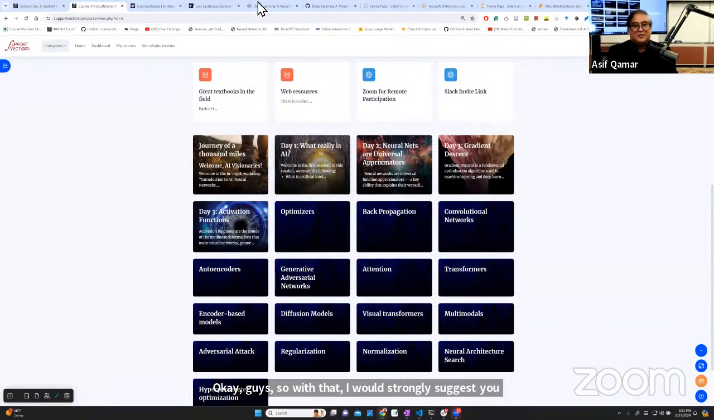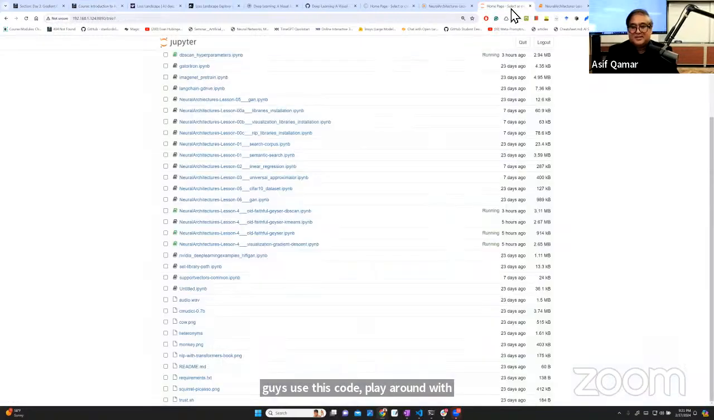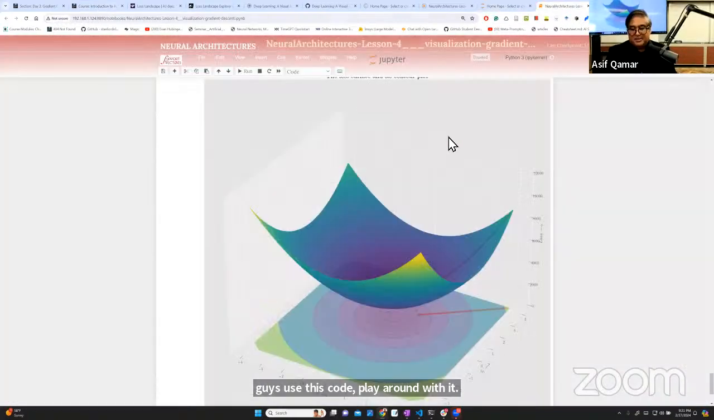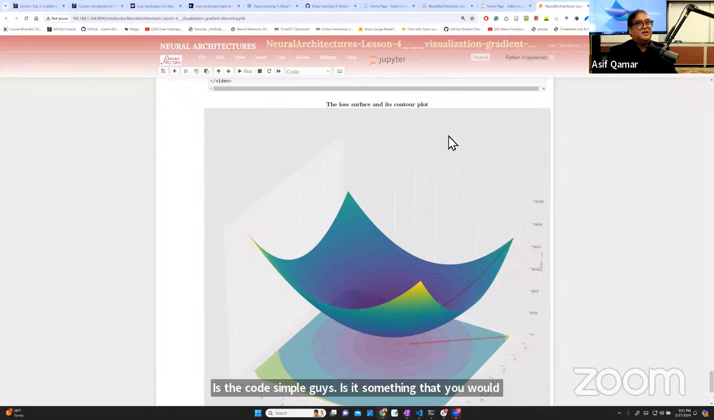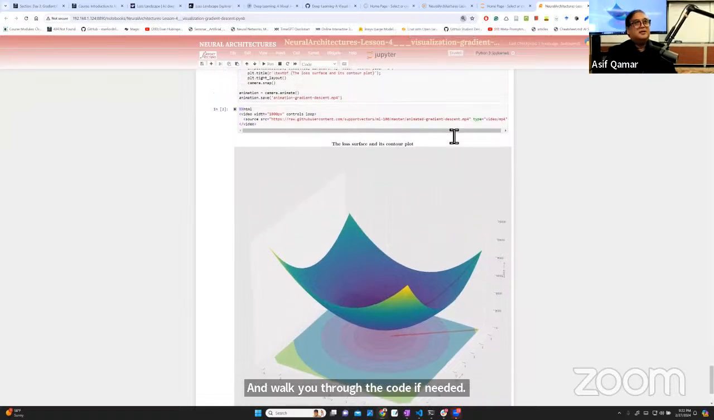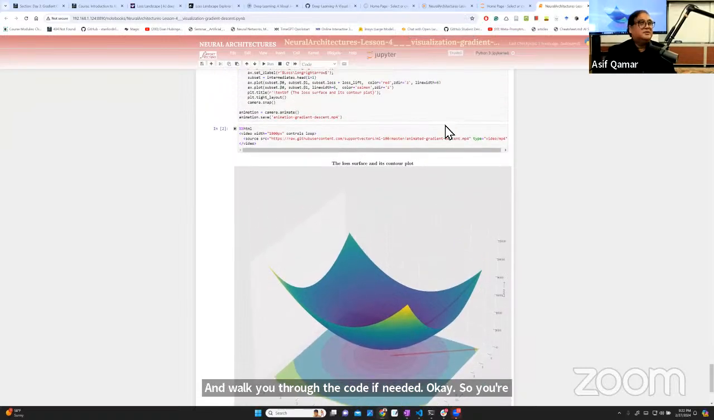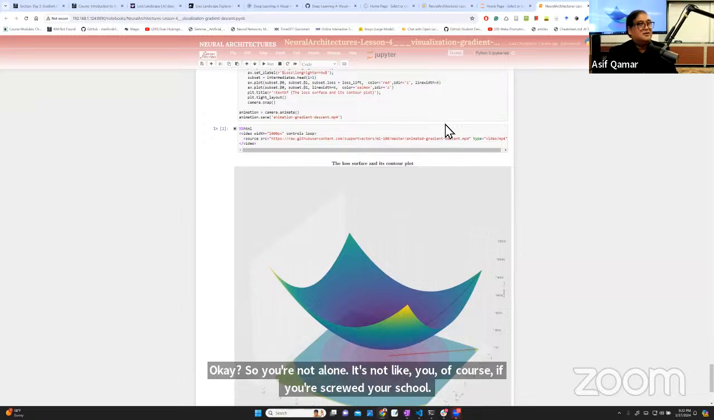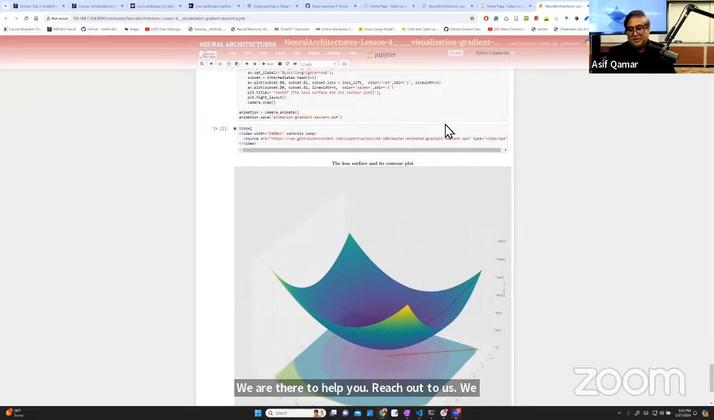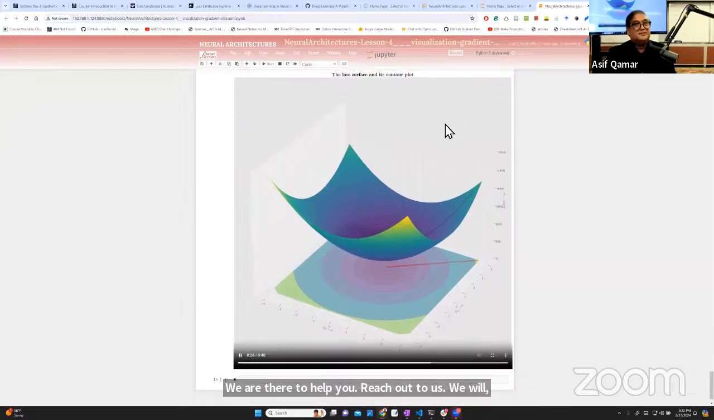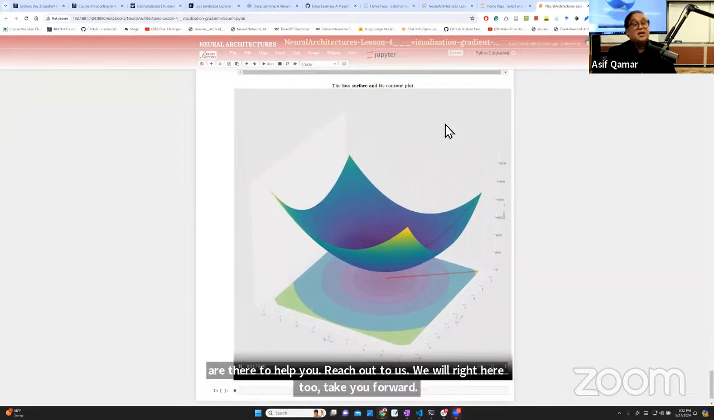Okay, guys, with that, I would strongly suggest you use this code and play around with it. Is the code simple, guys? Is it something you would feel comfortable with? Remember, we have all the TAs to help you and walk you through the code if needed. So you're not alone. It's not like Udemy or Coursera where if you're screwed, you're screwed. No, we are there to help you. Reach out to us. We will guide you through and take you forward. It's important that you reach out to us. Any questions before I close the chapter on this?